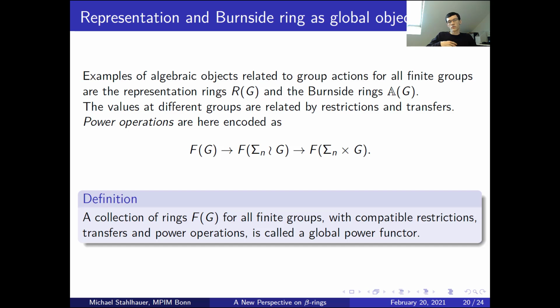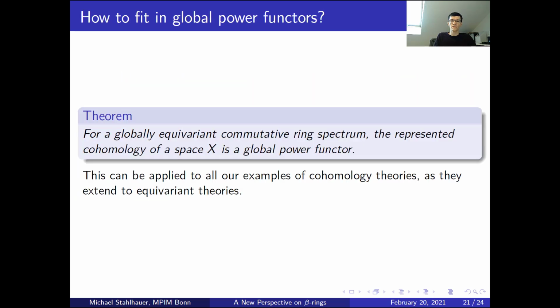And just to make a definition, a collection of rings for all finite groups with these structures, so with restrictions, transfers, and power operations, and these have to satisfy some compatibility relations. This is called a global power functor. Or if you come from a G-equivariant context for a fixed group G, then this would be an analog of a Tambara functor.